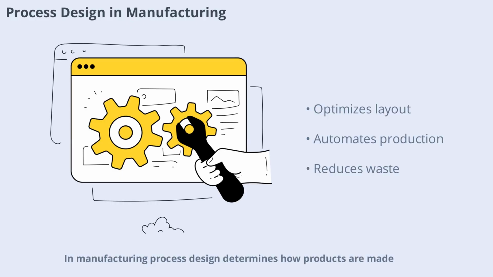In manufacturing, process design determines how products are made from raw materials to finished goods. Focus on layout, sequencing, and automation to maximize efficiency and minimize waste. Regularly review and update manufacturing processes to stay competitive and meet changing customer demands.